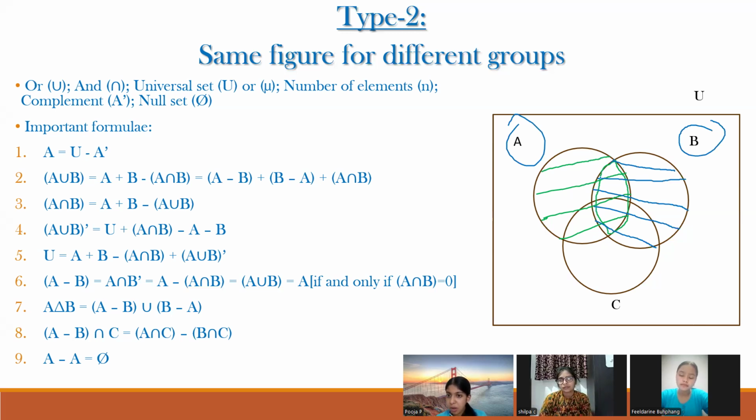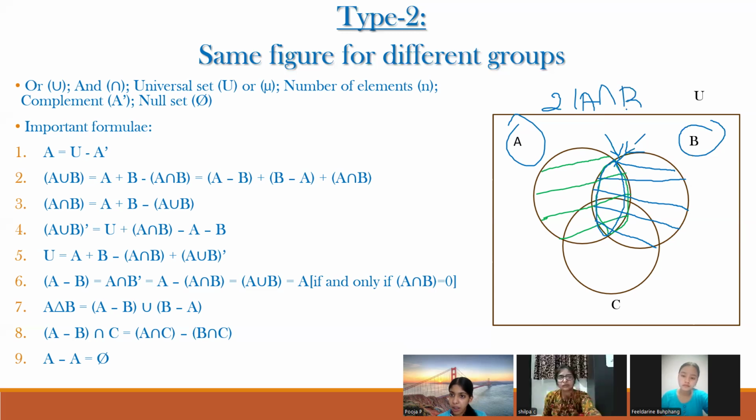Because blue lines are coming on the intersection, and green lines are also coming on the intersection. When green lines came, you added that intersection with A. When blue lines came, you added that intersection with B. Correct? So what did you do? This intersection, you took it twice, one from set A, one from set B. So what you're actually doing is adding two times A intersection B.